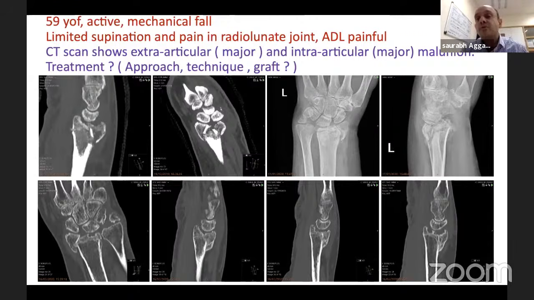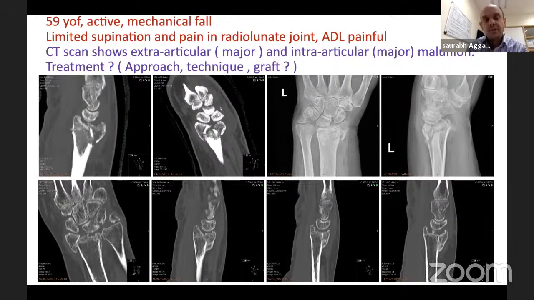Now, important was, where is her maximum pain? Is it because of extra-articular malunion? Or is it because of intra-articular malunion? So I gave her a steroid injection in the radiolunate joint, and at least 30-40% pain tended to go away. So I knew problem was coming from both, i.e. I'll have to address both. So again, same three things. So do we need to operate on her? Answer is yes. Approach, technique, and graft.